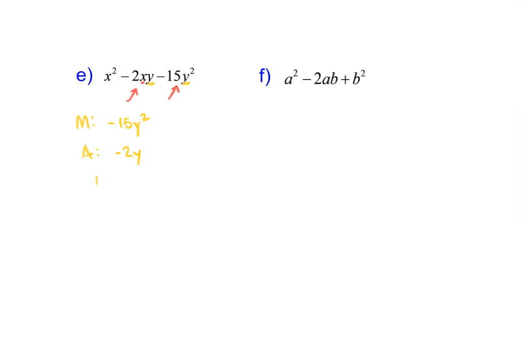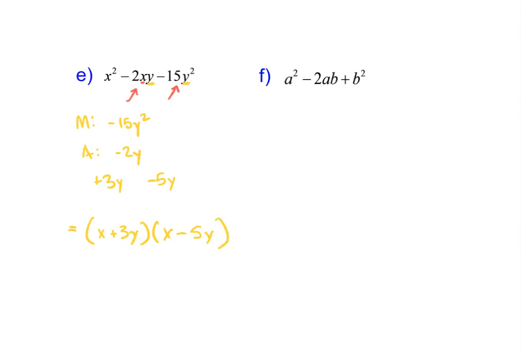Specifically, we're going to have a positive 3 and a negative 5. Right? If it were the other way around, this would have been a positive 2. But because they're multiplying to give us negative 15y squared, they both have a y in them as well. So we have positive 3y and negative 5y. So when I finish factoring this, I'm going to end up with x plus 3y and x minus 5y.